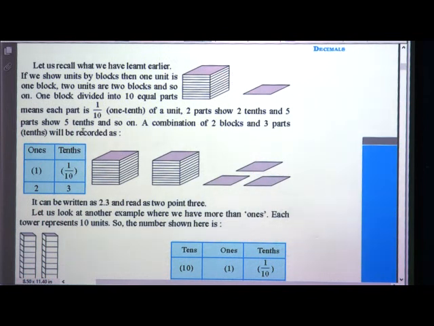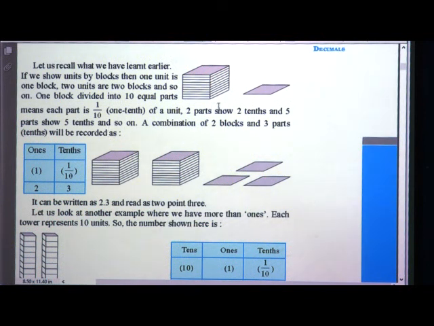So it means each part is 1/10, 1 by 10 of a whole unit. 2 parts show 2 by 10, 5 parts show 5 by 10 and so on, 9 parts show 9 by 10. In this way it shows the parts. A combination of 2 blocks and 3 parts will be recorded as.